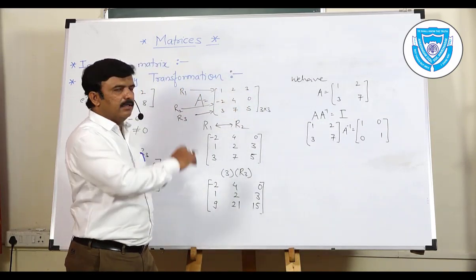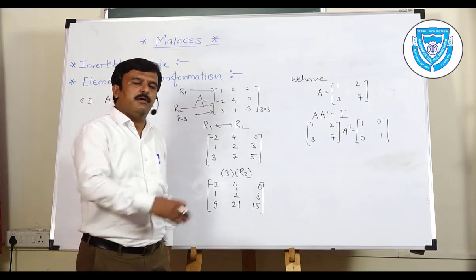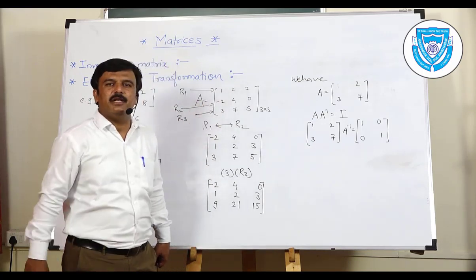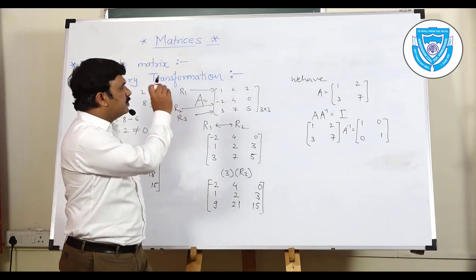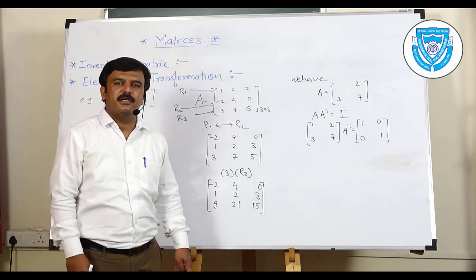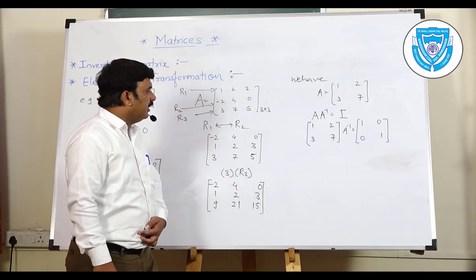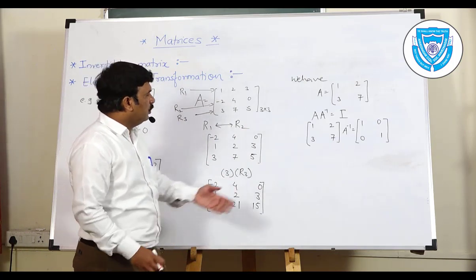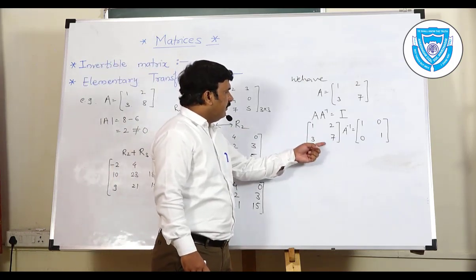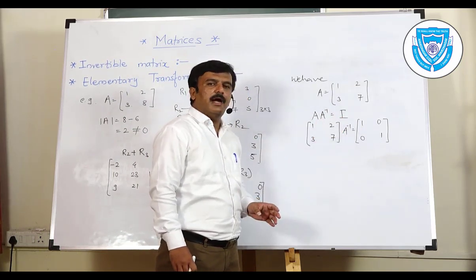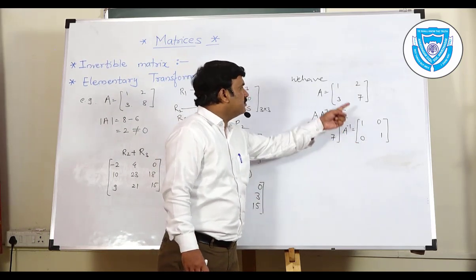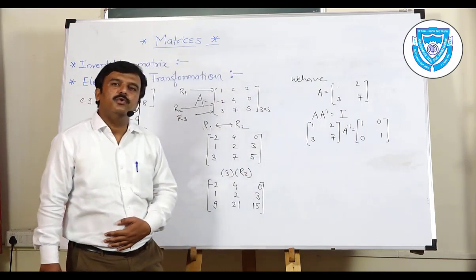No need to check, because I already told you that the matrix is invertible because the determinant is 1, which is non-zero. It means that the inverse of this matrix A exists. So let us try to find it directly. As I told you, we have put the value of A and I. I is an identity matrix. We'll use the identity matrix of order 2 cross 2 because the given matrix A is of order 2 cross 2.